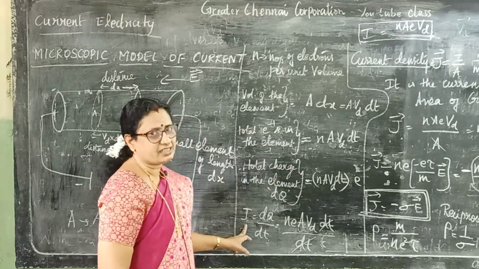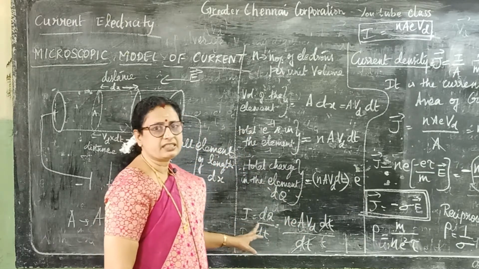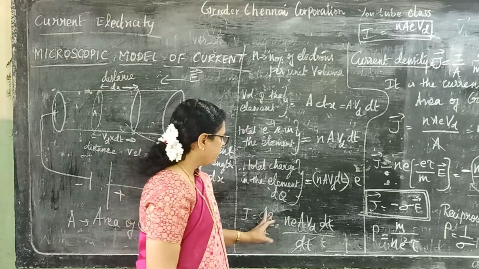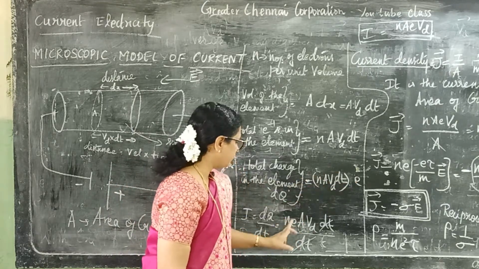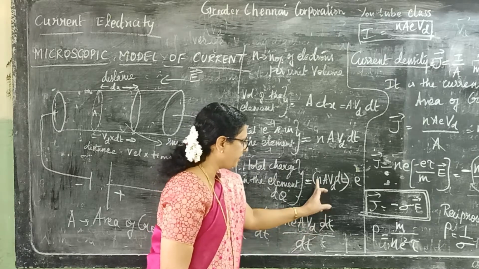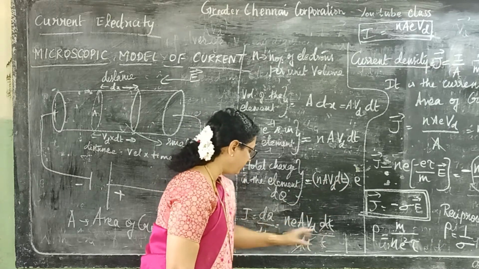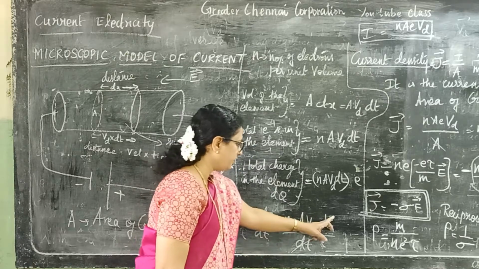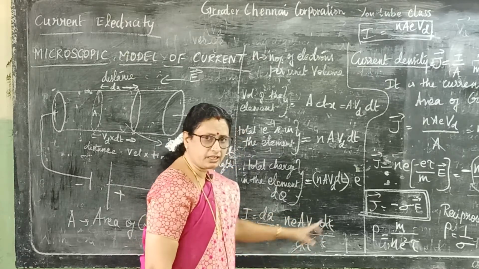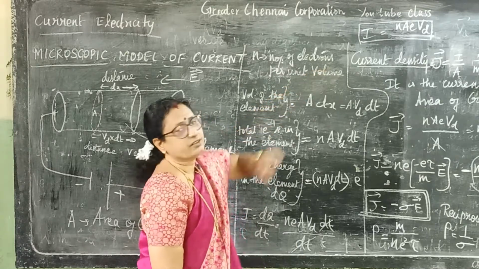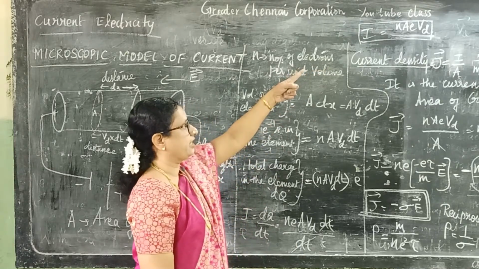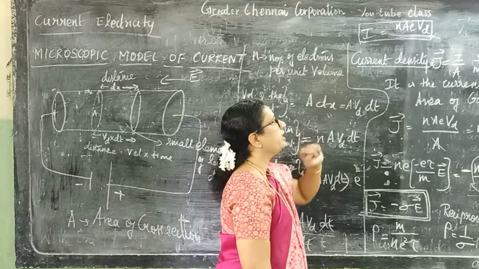So now we can easily find the current. Current I is equal to dq by dt. For dq you substitute n e A Vd dt, divided by dt. So the dt in the numerator and dt in the denominator will get cancelled. You will get for I as n A e Vd. This is the expression for the current. I is equal to n A e Vd.